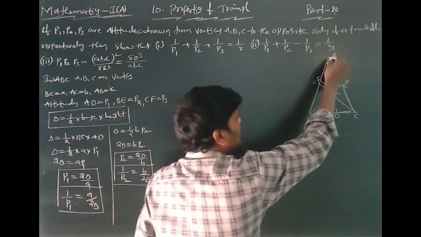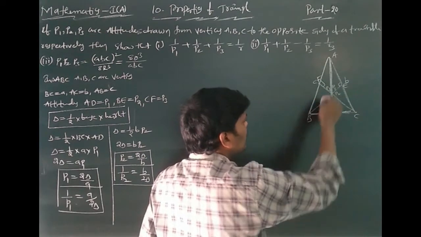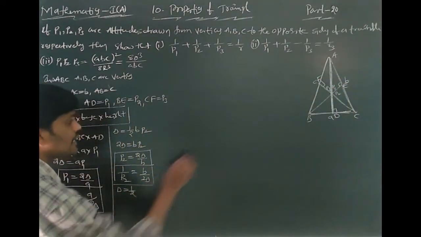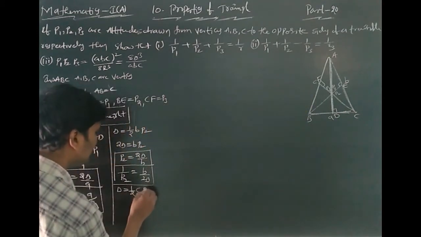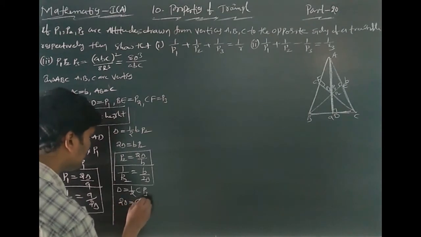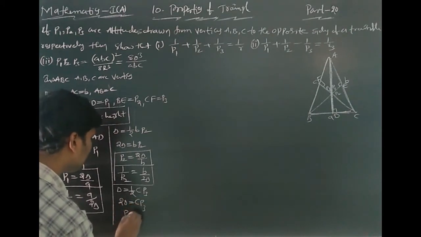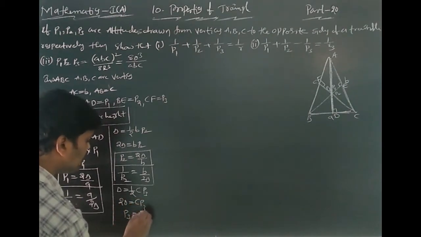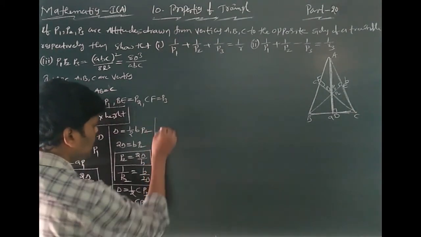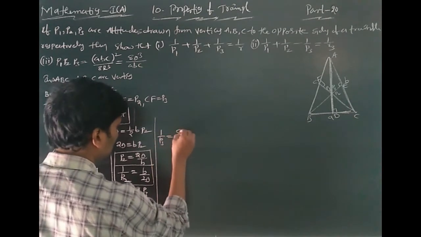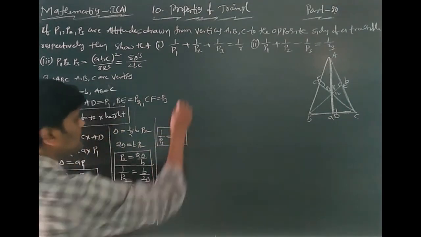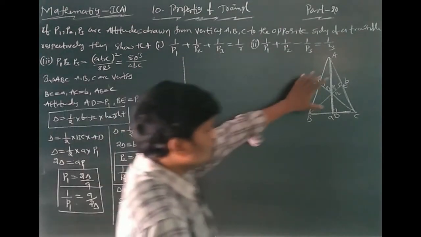Similarly, you take base AB and height CF. You get delta equal to half into base, which is c, into height, which is P3. You can write 2 delta equal to cP3, then P3 equal to 2 delta by c, and 1 by P3 equal to c by 2 delta. You get all values by using this figure.